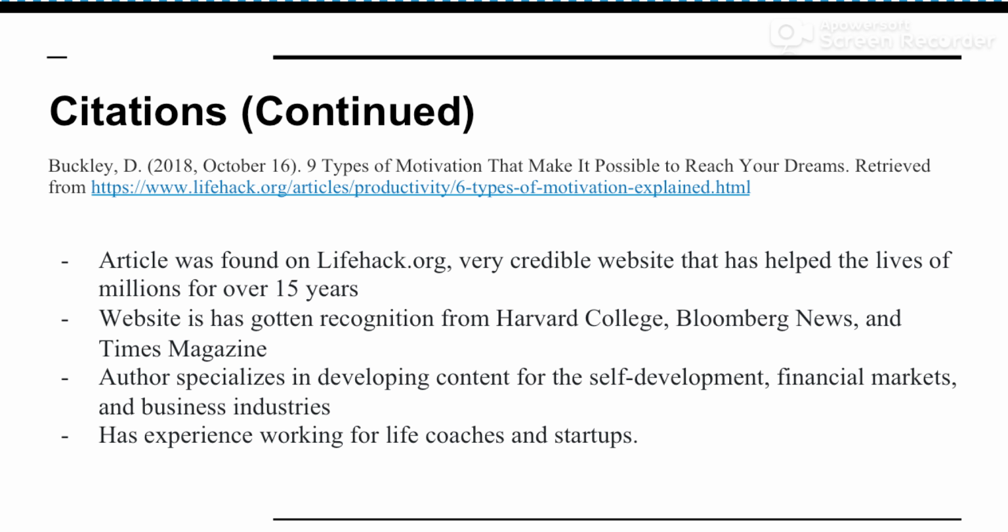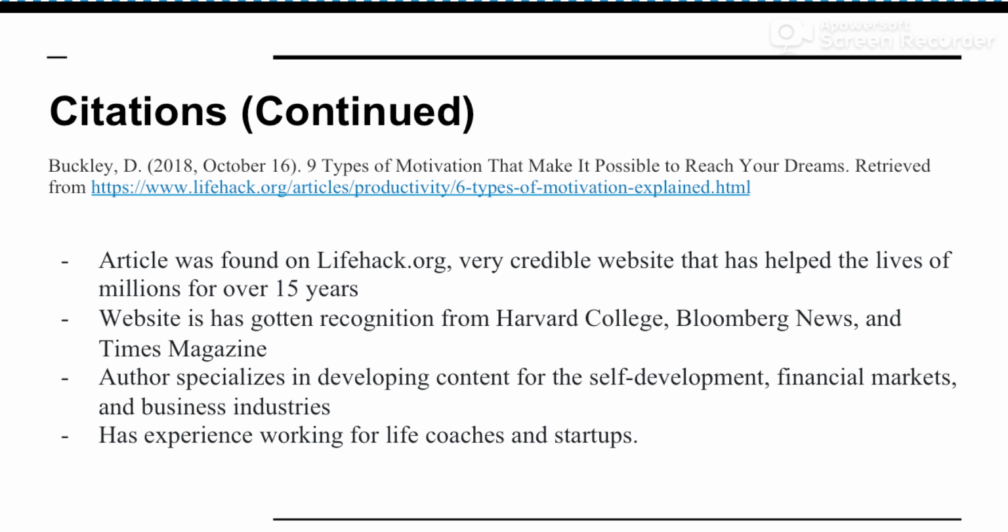Lastly, we're going to discuss Buckley, who wrote an article for lifehack.org. Although Buckley might not be the most accredited author out there, the website that did publish his work is a very credible website that has millions of followers, and in their excerpt on the website have apparently touched the lives of millions over the years. Also, I deem the website credible because it has testimonies on their website from reputable places like Harvard College, companies like Bloomberg News and Times Magazine.